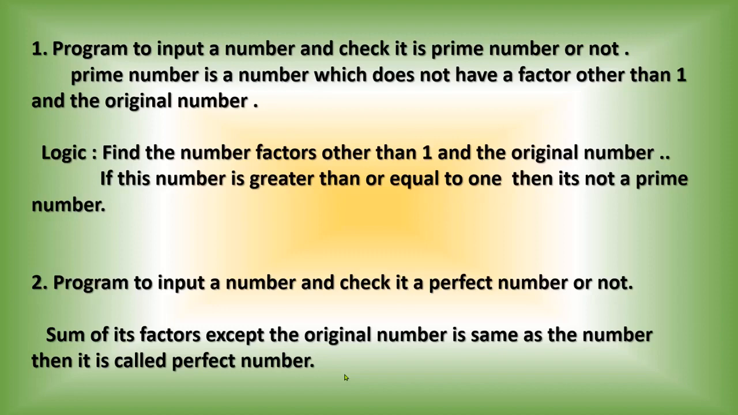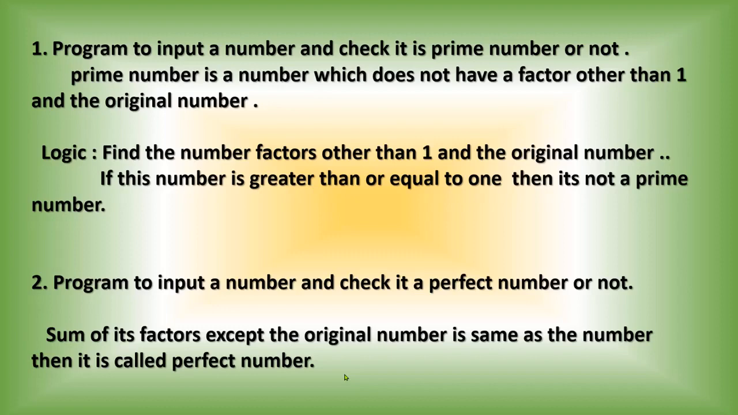We studied about palindrome. Can you recollect what is palindrome? If the original number is the same as the reversed number, then it is known as a palindrome. Now the question is about prime number. Prime number means you have to check whether it has factors other than 1 and the original number. If it does not have any factor, then you can say it is a prime number.